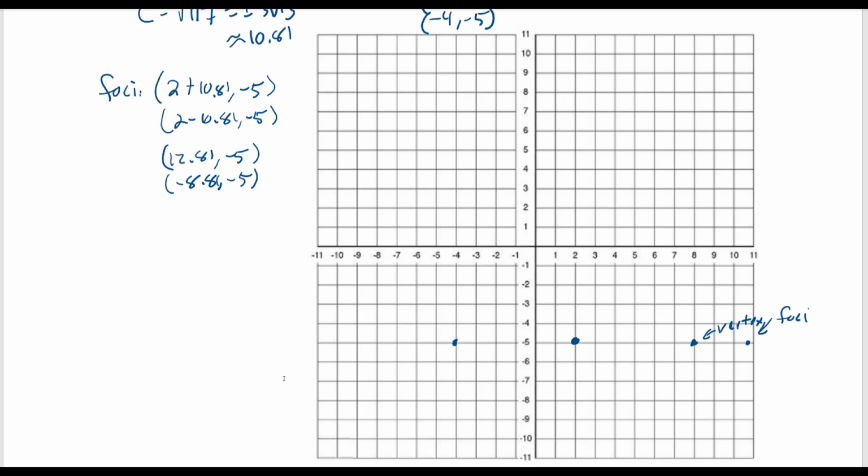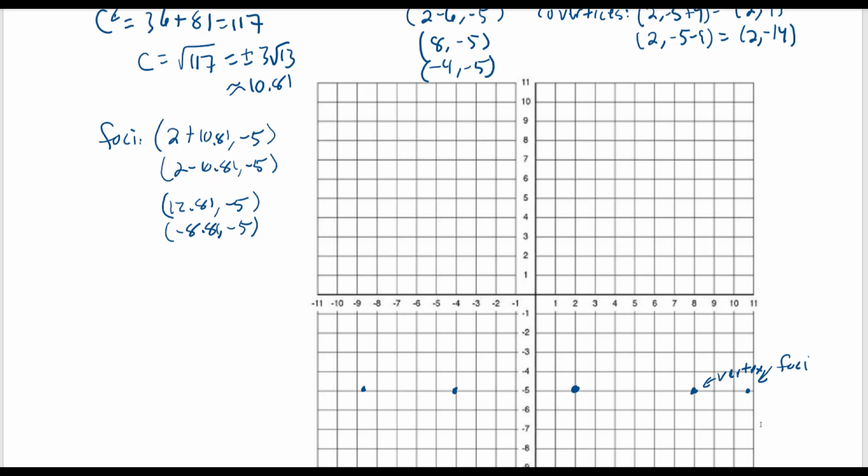That does not seem right. 2 minus 10.81. Did I make a mistake? So we went out 1, 2, 3, 4, 5, 6. If we go out 2, 3, 4, 5, 6, 7, 8, 9, 10.81, it should be down here, but it seems 1, 2, 3, 4, 5, 6, 7, 8, 9. So something's off on my graph. I see the problem. It's 12.81. Okay. So it really should be out here. Let's just say right about there. That makes more sense.